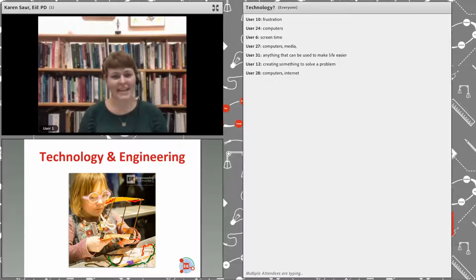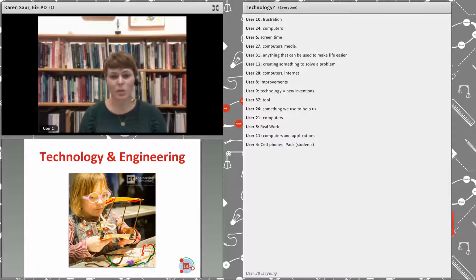Frustration, yes. I could definitely agree with that. When you need the technology to work the most, that's when it decides it's not going to. But definitely I'm seeing a lot of computers, internet, improvement, new inventions, a tool, something in the real world. Definitely your students will think about iPads, iPhones, upgrades, yep, things that are man-made, advancements, wonderful. So I like this. This is a great place to start when we're discussing technology and technology in the classroom, and especially what our students think about when they hear the word technology.